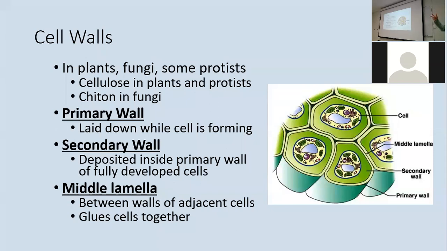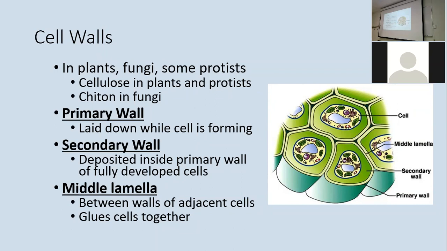In plants and fungi and some protists, you have a cell wall, something else that's giving the cell even more structure. In plants and protists, it tends to be made of cellulose. We mentioned this when we were talking about biological molecules. In fungi, it's chitin, that kind of interlaced carbohydrate protein situation.